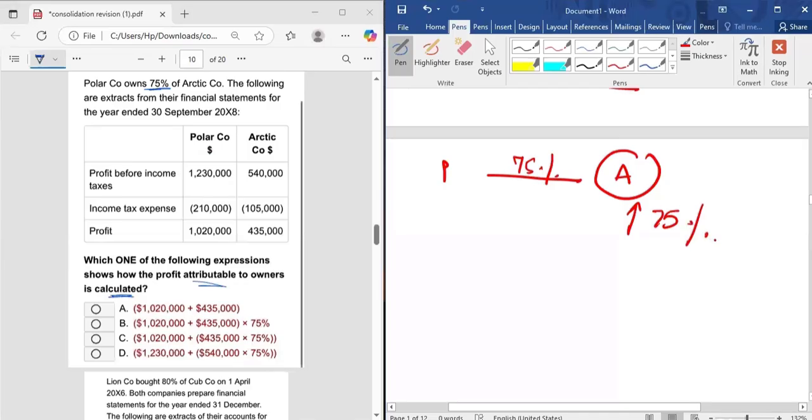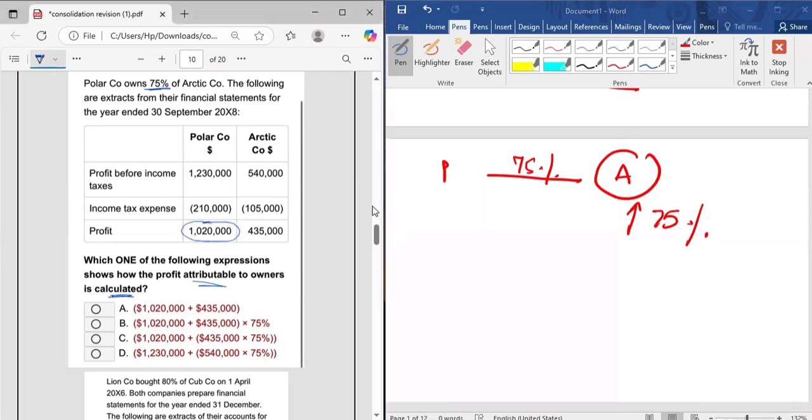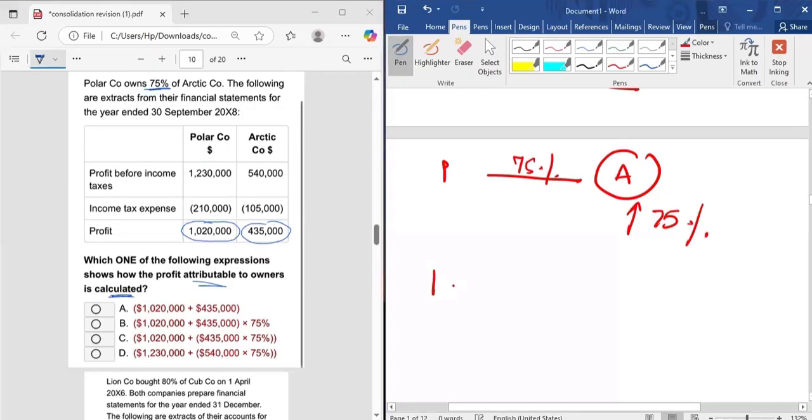So we have to find the total profit. So 10,20,000 we'll take as it is, that is of Polar Company. And in case of Arctic Company, we will take only 75% of it. So our expression would be the entire profit of the parent company, Polar Company, 10,20,000, and plus in the brackets, we will take 75% of 4,35,000.